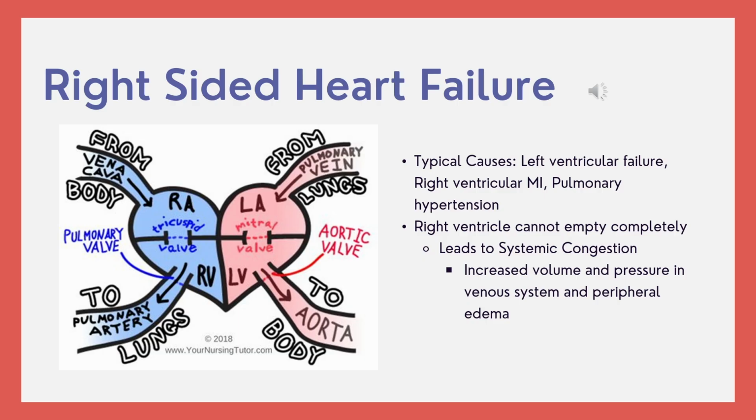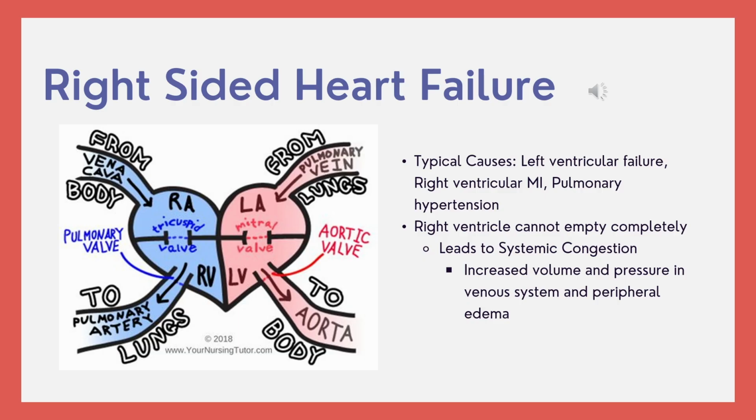We see jugular venous distension just simply due to that increased venous pressure. We can see ascites or fluid accumulation in the abdomen. We can also see hepatomegaly and splenomegaly, which is just big words for enlargement of the liver and the spleen due to that venous congestion.